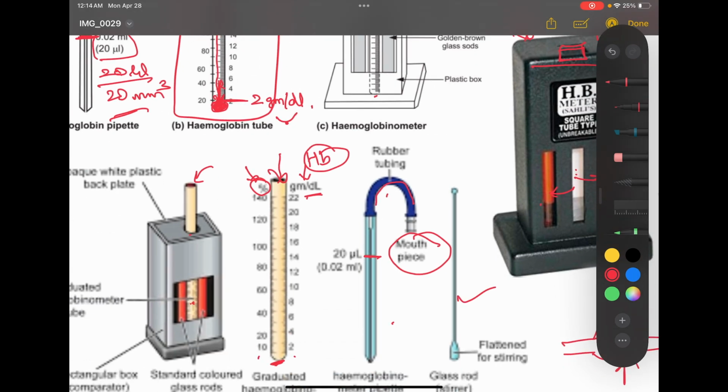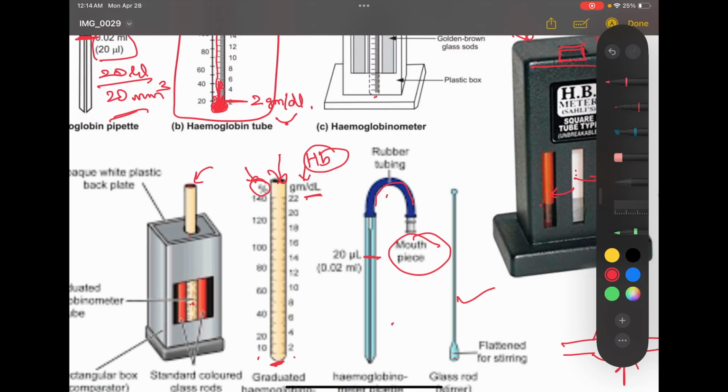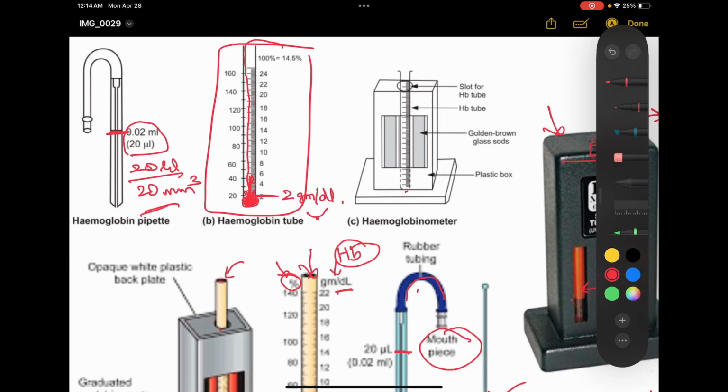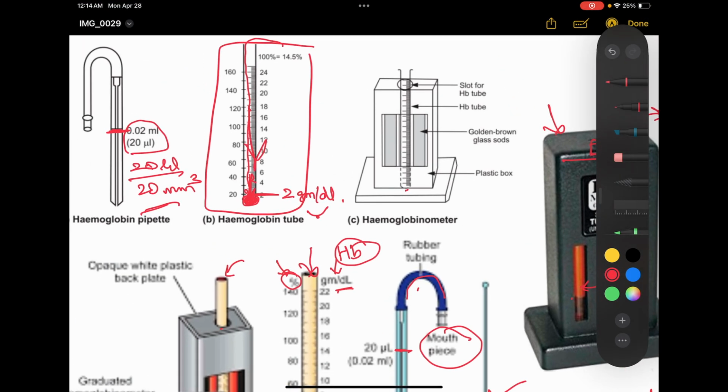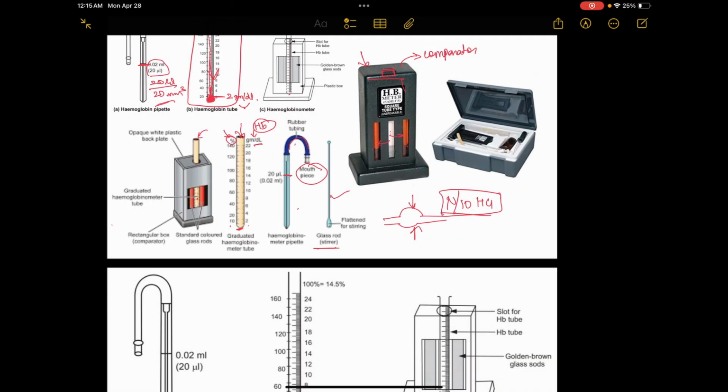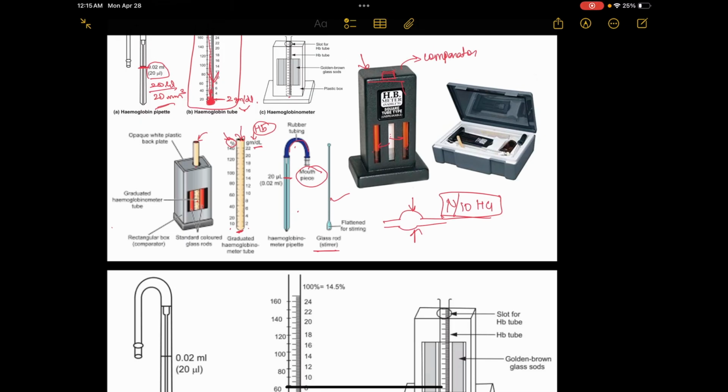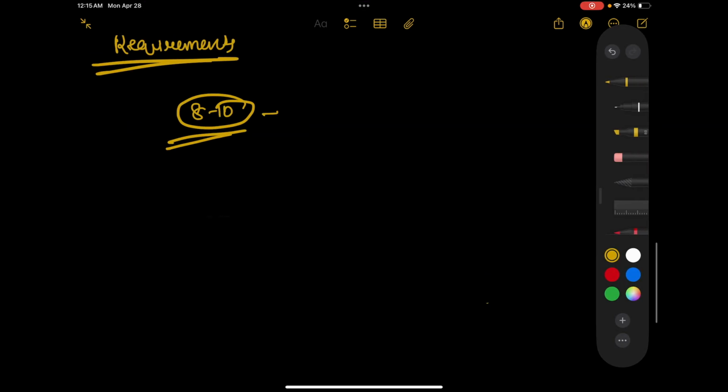Now, take this flattened glass tube or the stirrer, and the flat part has to be downwards. Just keep it inside the hemoglobin tube, stir it once or twice, and then let it sit and rest for around 8 to 10 minutes. This 8 to 10 minutes of timing is very important, because this is the time required for the conversion of hemoglobin into acid hematin.